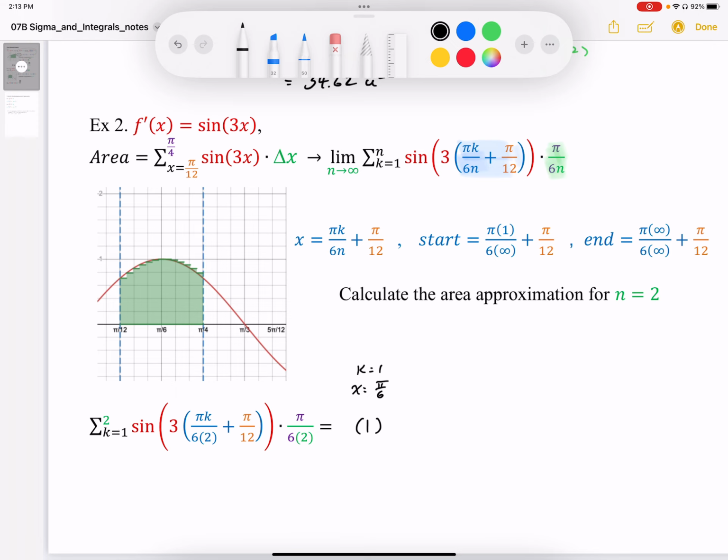And my interval width I worked out to be pi over 6 divided by n, and n is 2, so pi over 12. Okay, so that's my first rectangle.